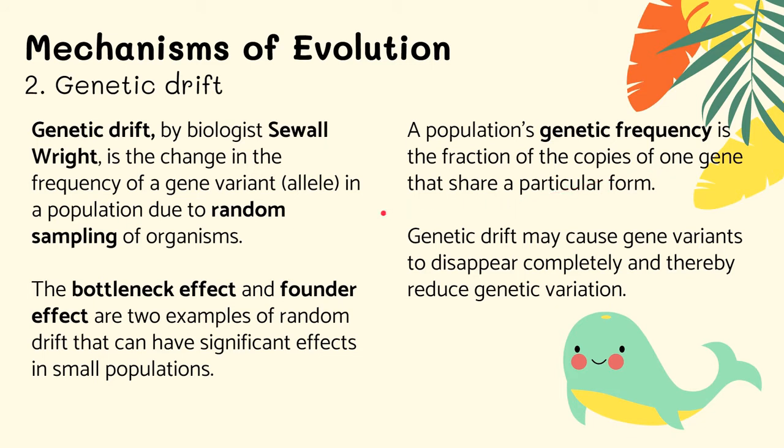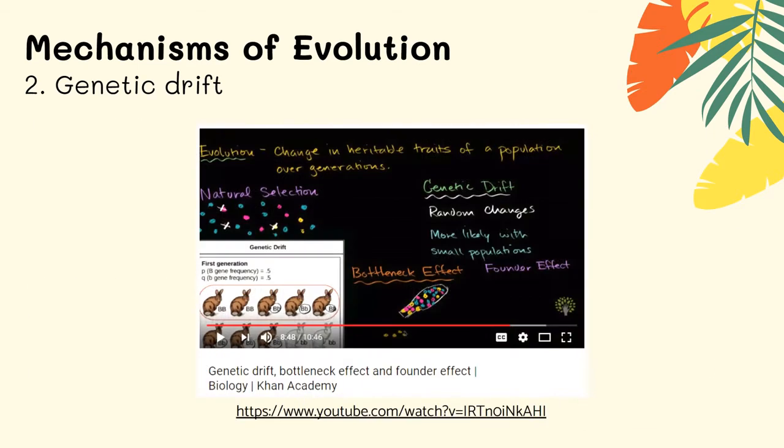Eventually, genetic drift can cause gene variants to disappear completely if they are not selected, or if they happen to encounter that catastrophe, therefore reducing genetic variation within a population. I recommend that you watch this lecture video from Khan Academy, Genetic Drift, Bottleneck Effect, and Founder Effect. I'll provide the link in the description below.